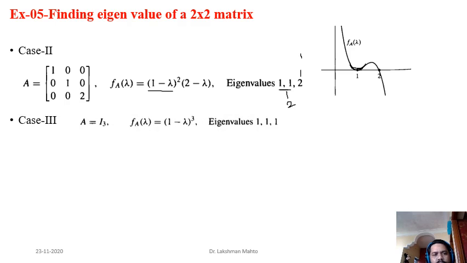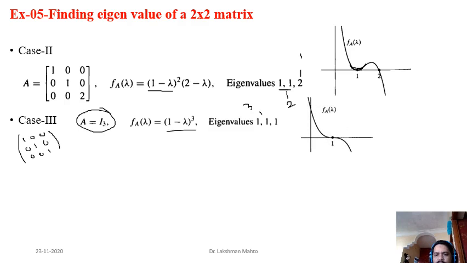I'm taking one more scenario. If you take the identity matrix, what is it? It is a matrix having all diagonal elements 1. That means the first row is 1, 0, 0, the second row is 0, 1, 0, and the third row is 0, 0, 1. So this is your identity matrix. Every diagonal entry is 1. In that case, you get 1 as a root of this characteristic polynomial 3 times. So 3 is the algebraic multiplicity of eigenvalue 1.